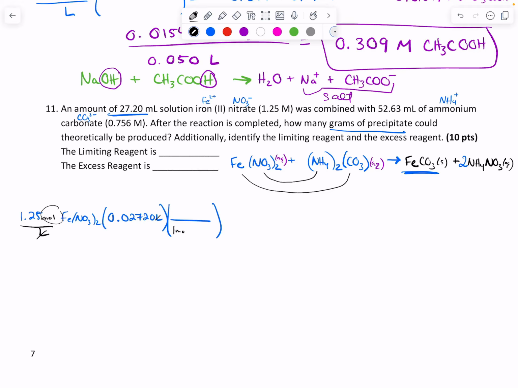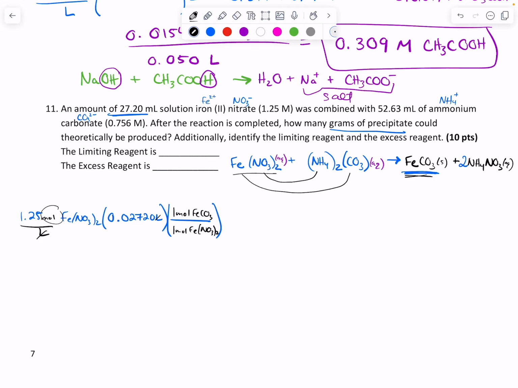So now I need to cancel out my moles. So for every 1 mole of iron nitrate, I have my molar mass, which is, wait, I don't have to do that. Why do I not have to do that? I don't have to do that because I'm trying to get from moles of this species to moles of this species. So I can just immediately convert it without going to grams because I already got moles. Moles is the goal, right? To moles of iron carbonate.